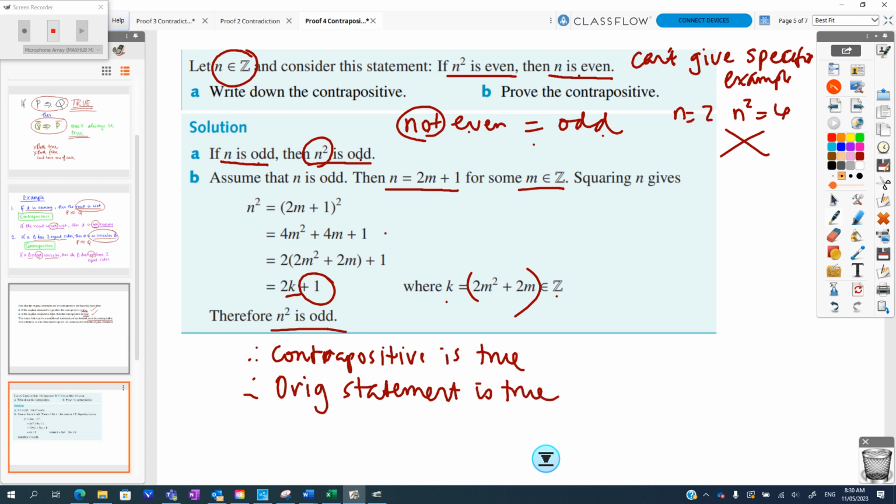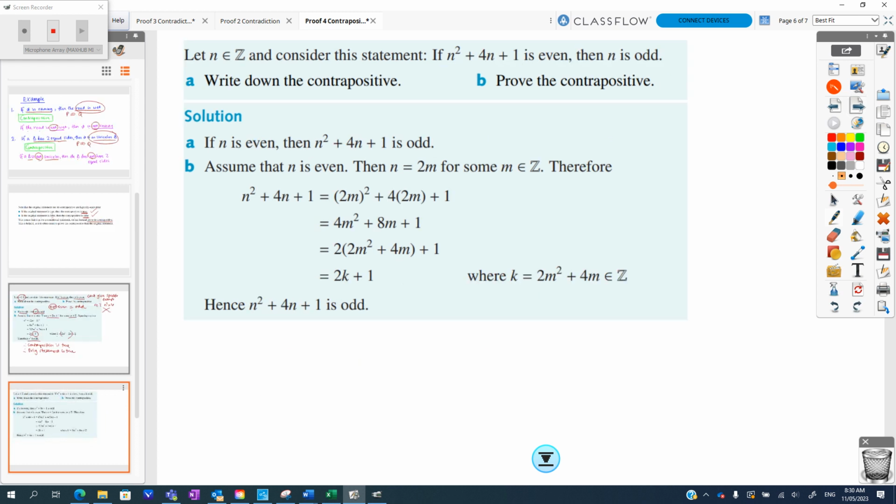Okay? All right, so let's have a look at another example. Copy that and come across when you're ready. So again, I've just got this out of the book. If that leads to that, so write down the contrapositive.